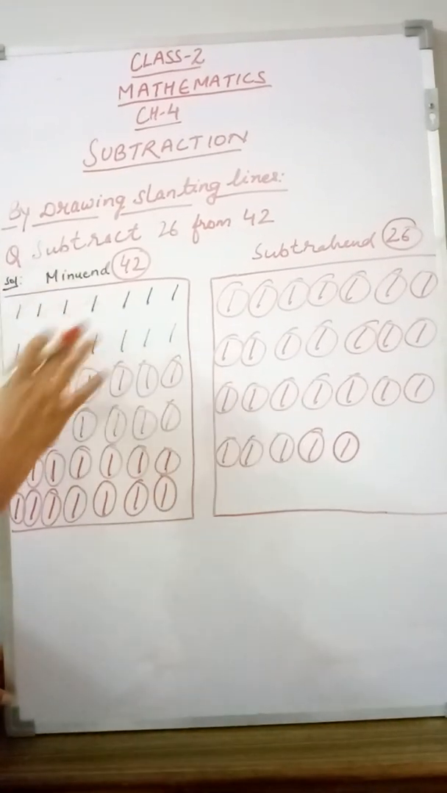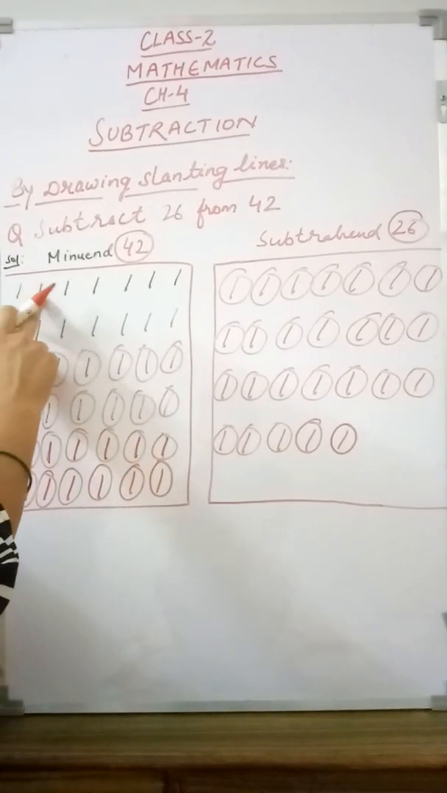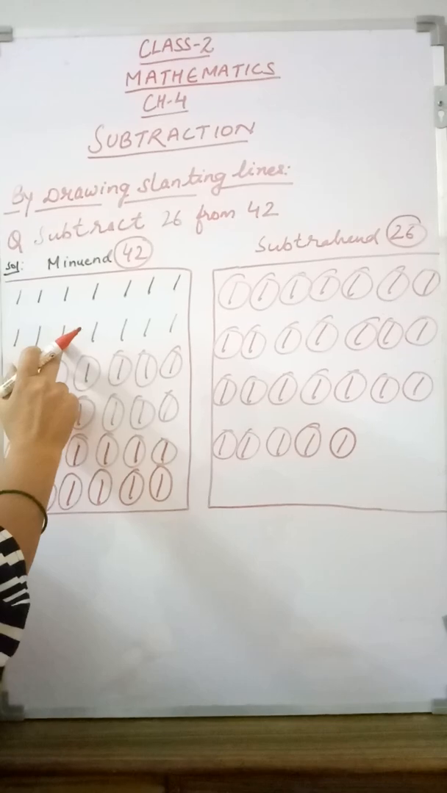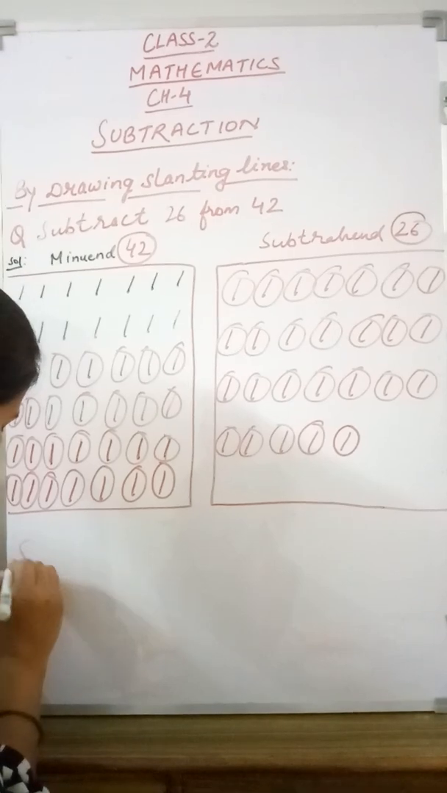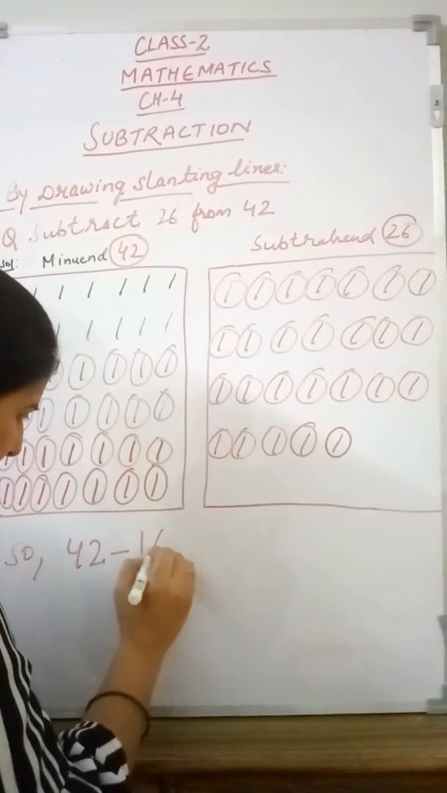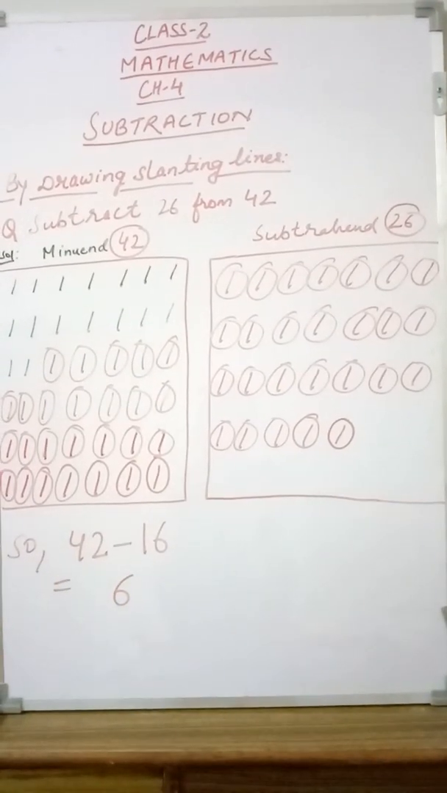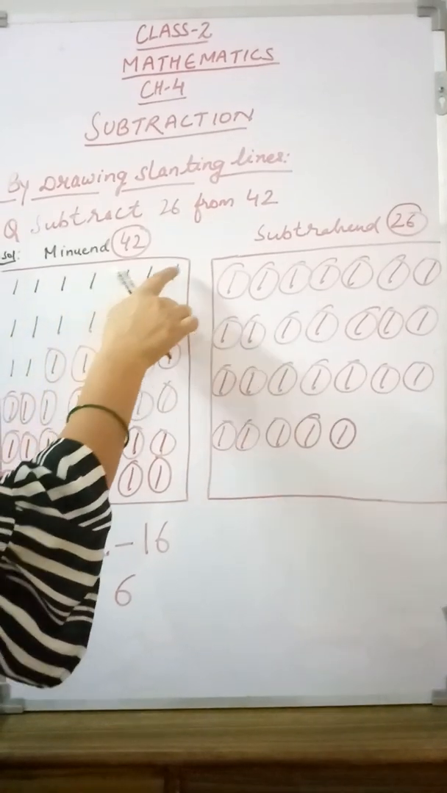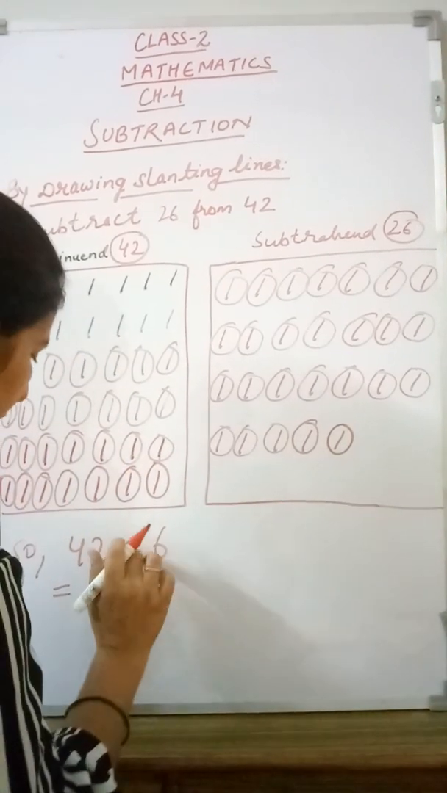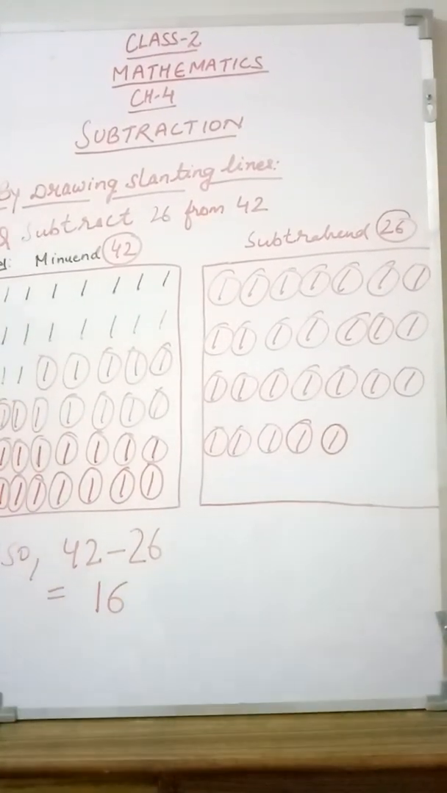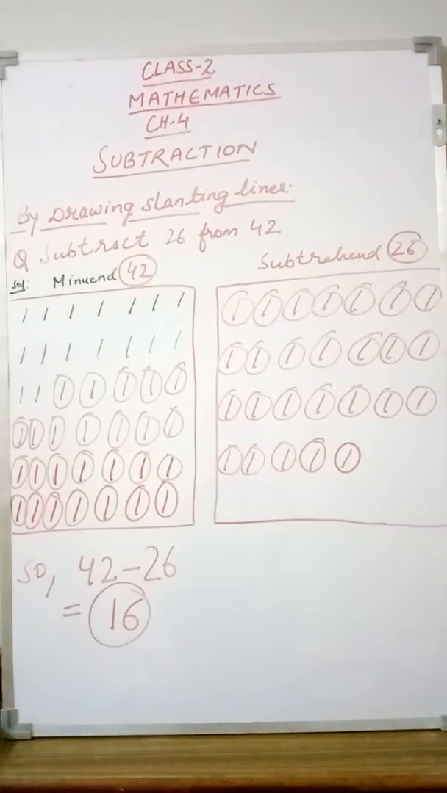Now let's count the remaining slanting lines in the minuend, because the minuend is the bigger number. 1, 2, 3, up to 16. So what is the answer here? 42 minus 26. How many are remaining, students? Let's count again. 1, 2, 3, up to 16. So 16 is the answer. So this is the way to do it with the help of slanting lines.